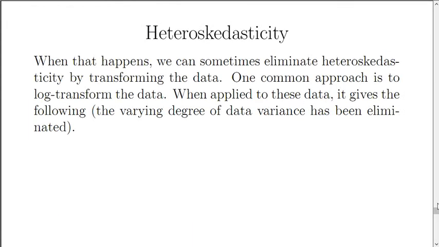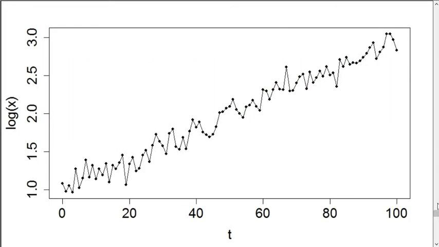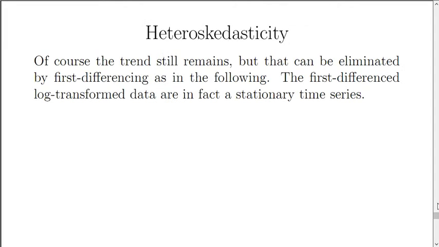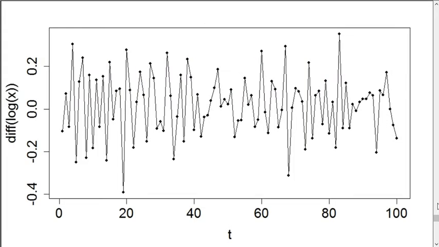When that happens, we can sometimes eliminate the heteroskedasticity by transforming the data. And a common approach is to log transform the data. We just compute the logarithm of each data value. When I apply that to these data, it gives this. And it turns out that by that process, the heteroskedasticity has been eliminated. We still have a trend present, however, but that can be eliminated by first differencing. As in the following figure, the first differenced log transformed data are, in fact, a stationary time series.